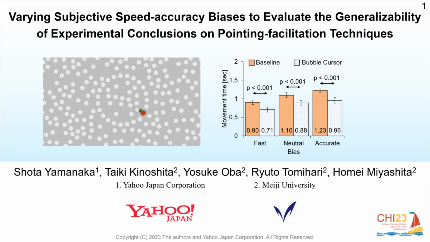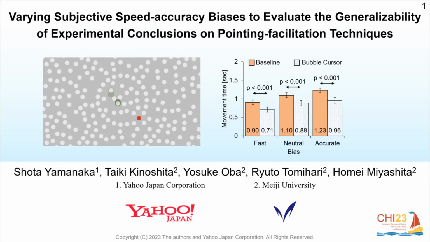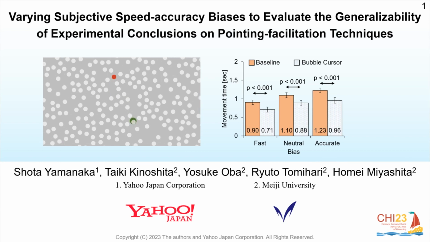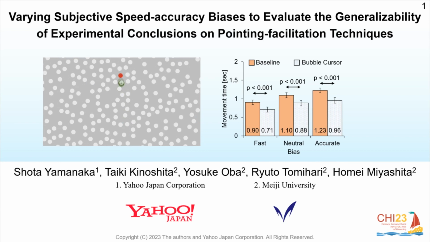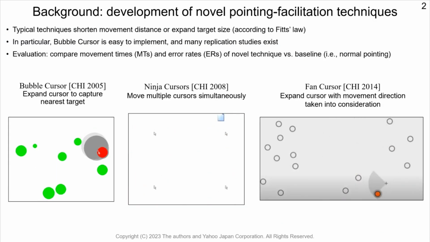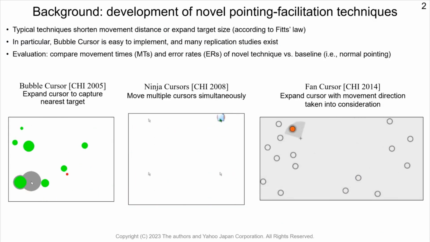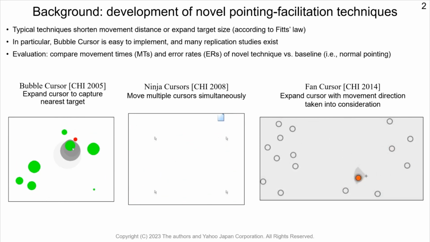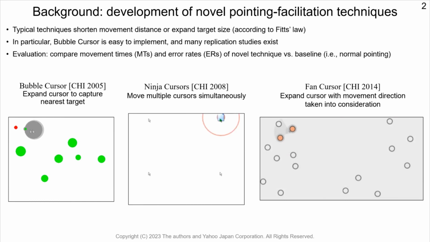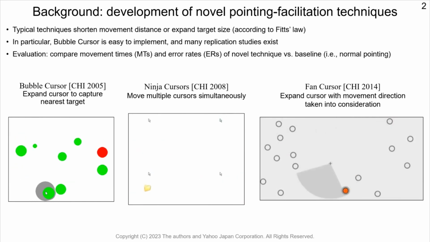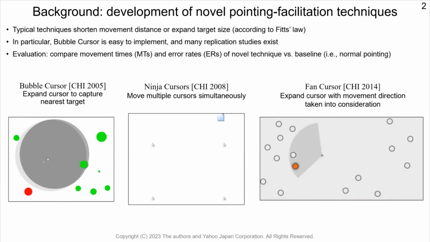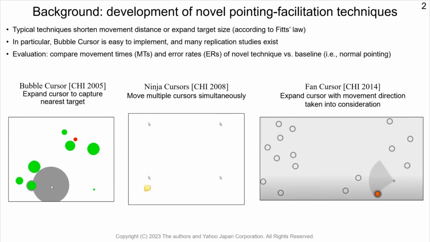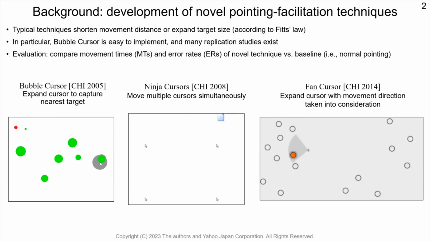In this study, we asked the participants to intentionally change their speed accuracy bias when they performed a target pointing task. For about 3 decades, HCI researchers have developed efficient target pointing techniques. A well-known example is bubble cursor, which has been replicated many times. In typical user experiments to evaluate a novel technique, researchers compare the movement times and the error rates of the novel technique and the baseline.